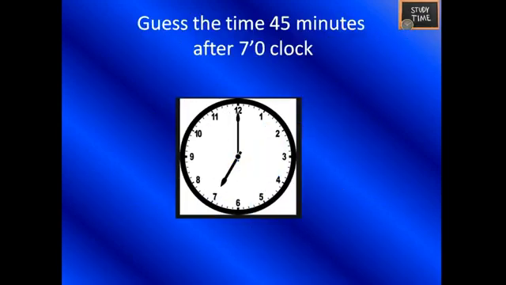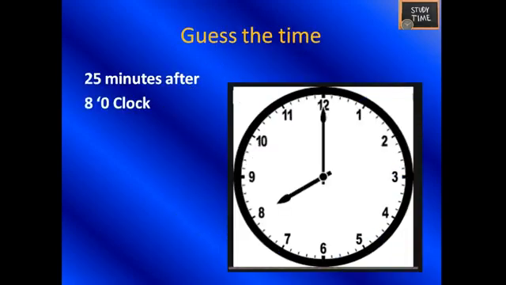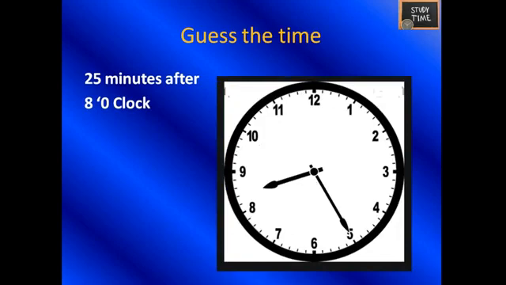Guess the time. 45 minutes after 7 o'clock. What is 45 minutes after 7 o'clock? It is 7:45. Can you guess the time? 25 minutes after 8 o'clock. It is 8:25.